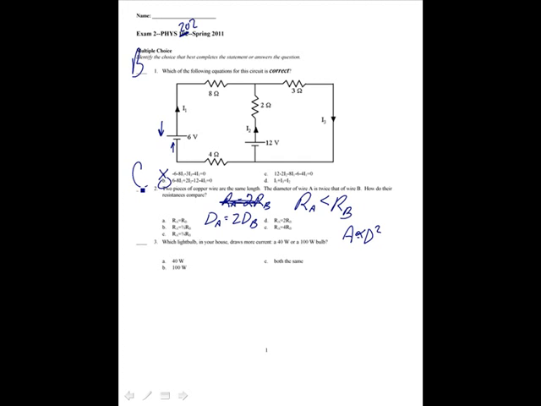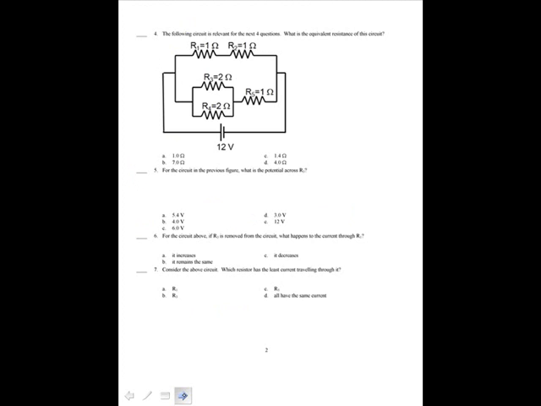Which light bulb in your house draws more current, a 40 or 100 watt bulb? Well, P is equal to VI. The higher the power, the higher the current. So the brighter one, that is the 100 watt bulb. Following circuit.